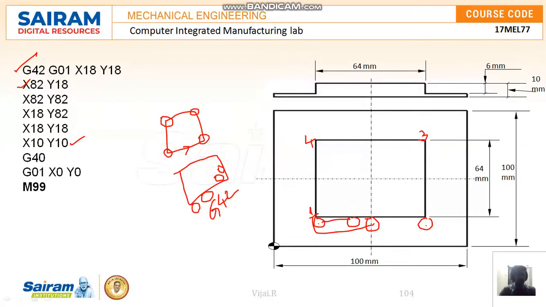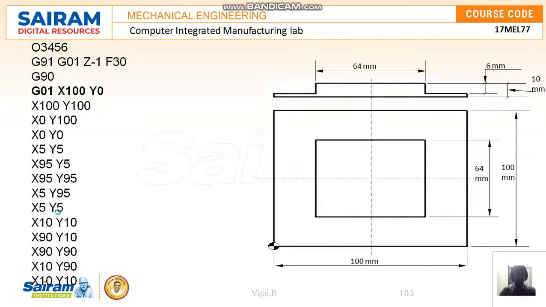Once G42 is done, it should be cancelled again. G40 is to be used to cancel it, and then bring the tool to the reference position and stop the subprogram. Subprogram stop and subprogram end are important, so M99 will give the subprogram end here. This is how we are going to make the part program.